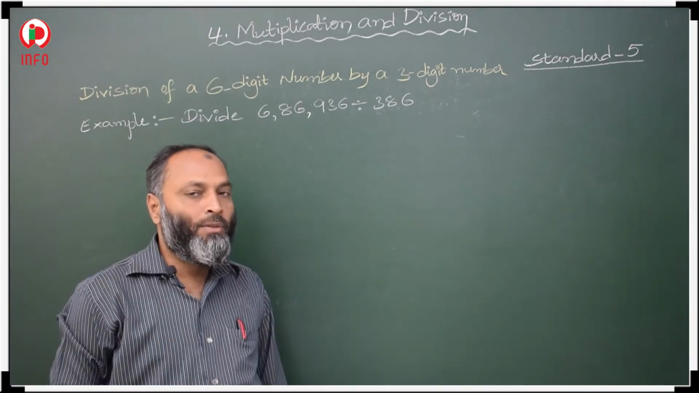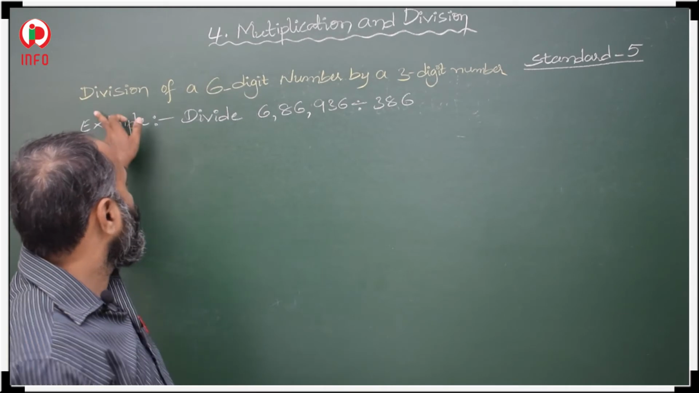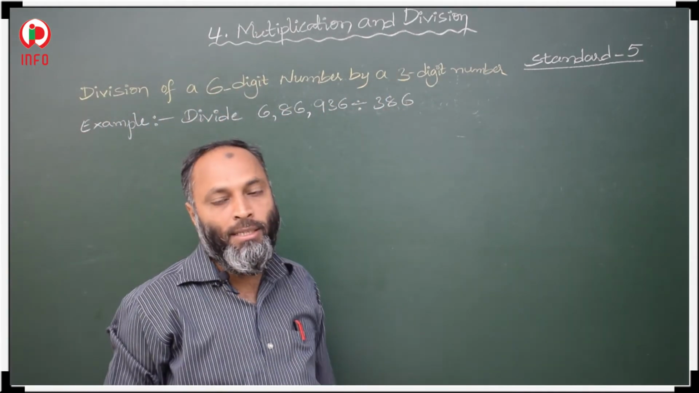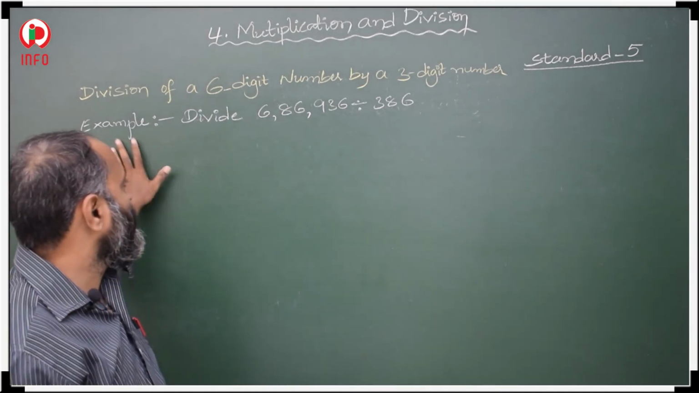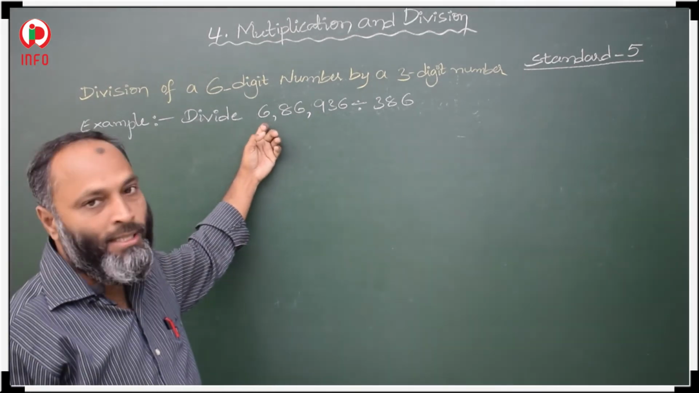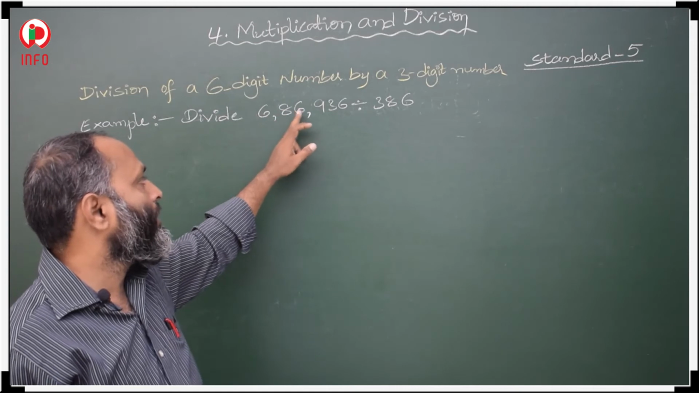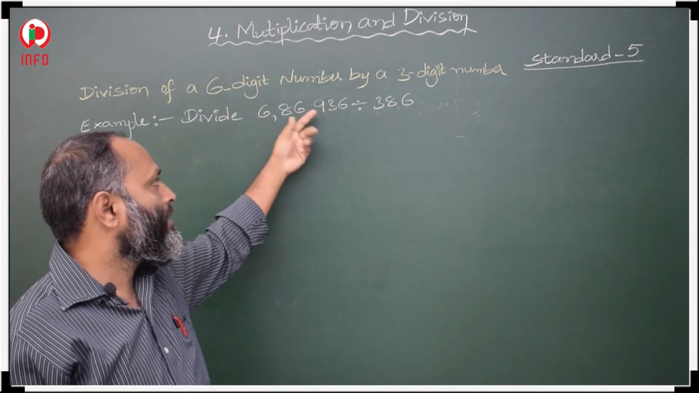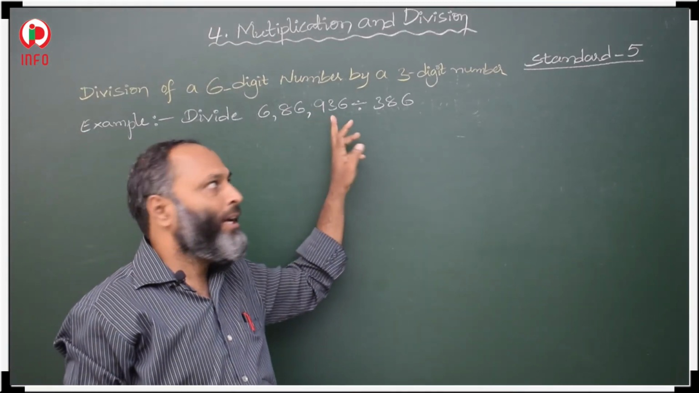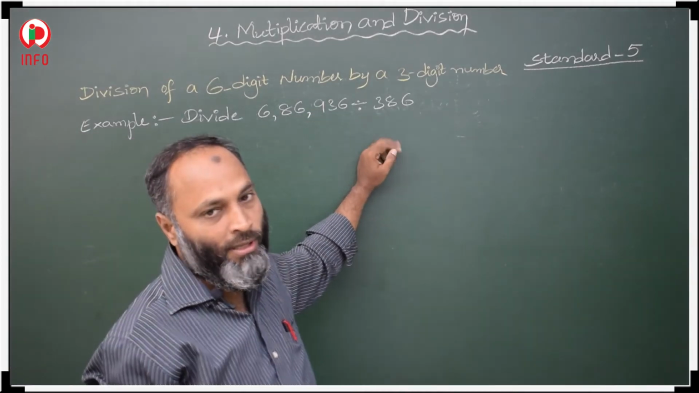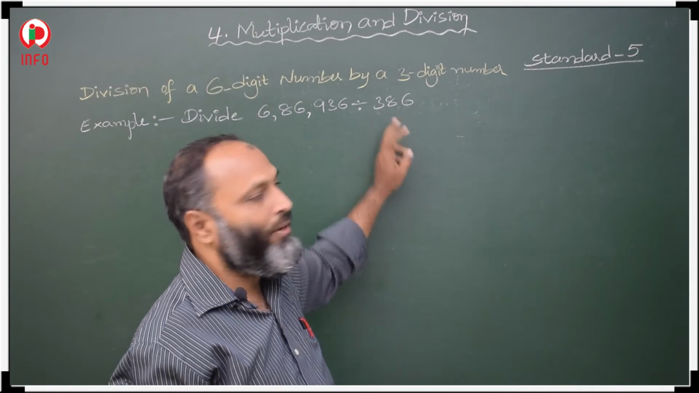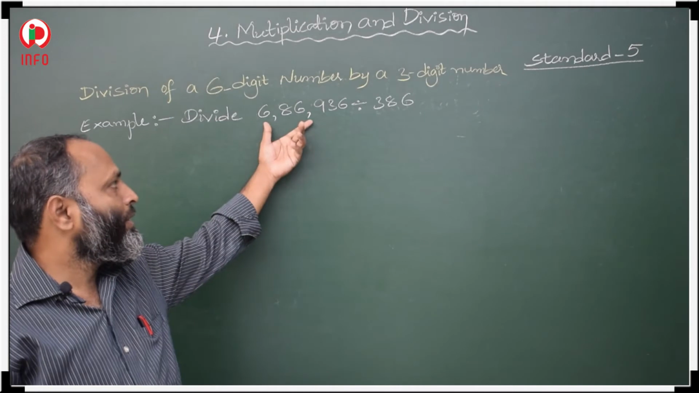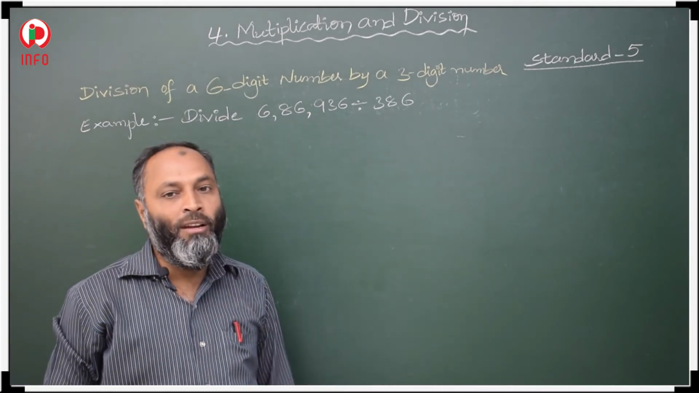Okay. Now students, next topic, division of a 6-digit number with a 3-digit number. So here in the example it is given: divide this 6-digit number, 6,86,936. So we have to divide with a 3-digit number, that is 386. So this whole number we have to divide with 386.